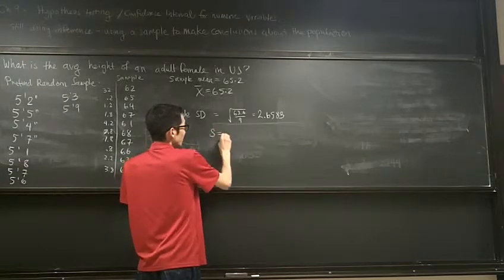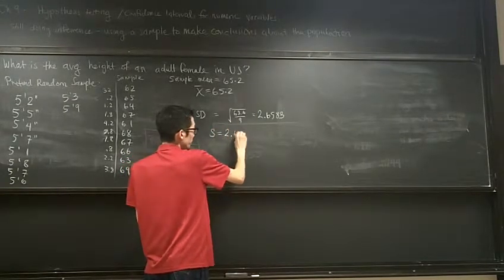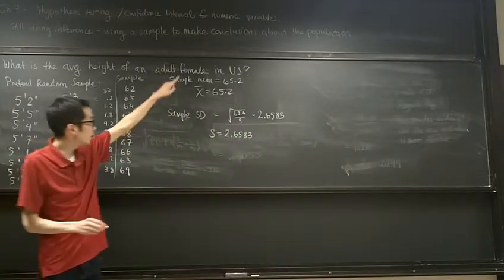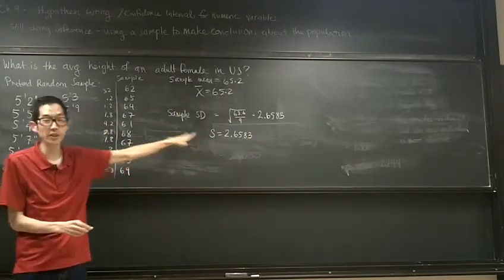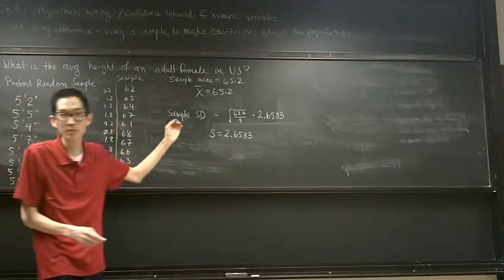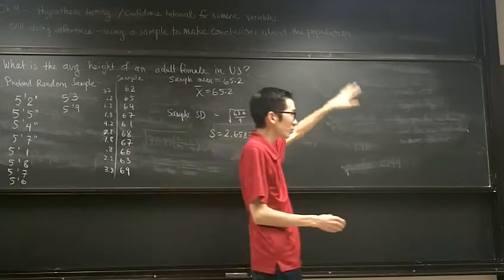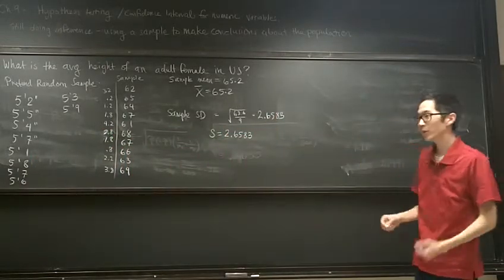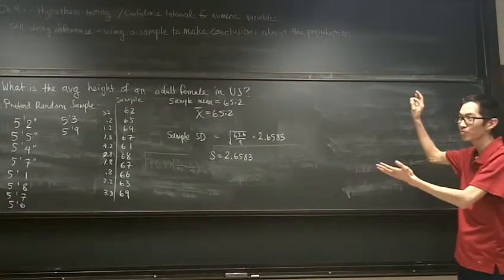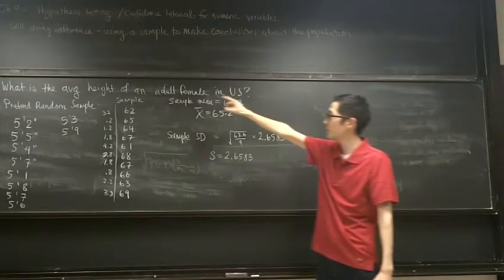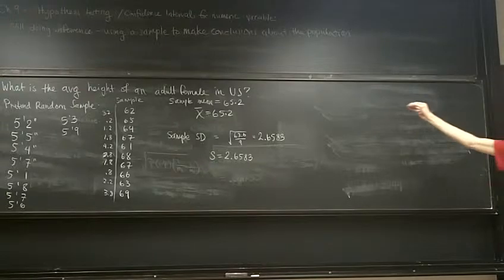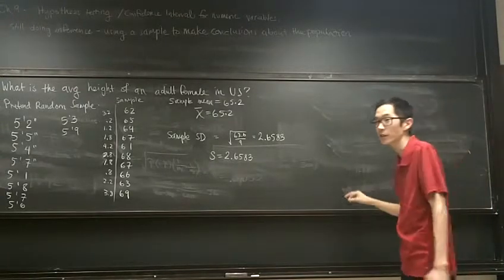So this is S, my sample standard deviation, 2.6583. Is this okay? Yes, sir. So I've got my sample mean and my sample standard deviation from a set of numbers, which is supposedly a random sample. Based on this, what can we say about the population mean for the average height of an adult female? In this set, we're going to try to create a confidence interval.